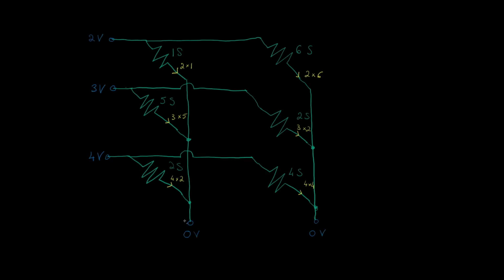What this means is that the current here is going to be the sum of this thing, this thing, and this thing. Or 2 times 1 plus 3 times 5 plus 4 times 2. And here we're going to have 2 times 6 plus 3 times 2 plus 4 times 4. And these are actually, I think, the exact numbers that we computed when we were calculating the vector matrix product in the last page. Let's have a look.